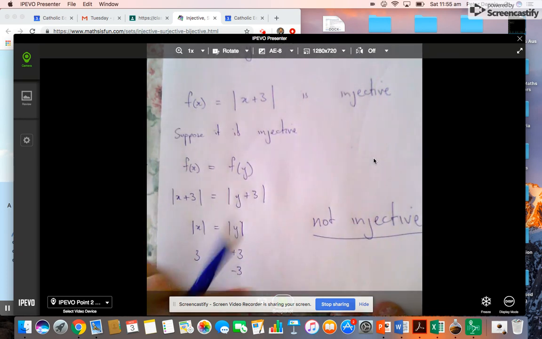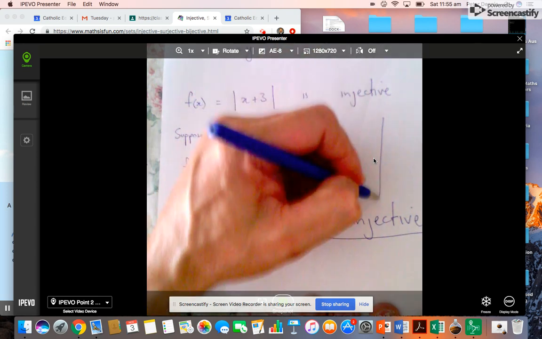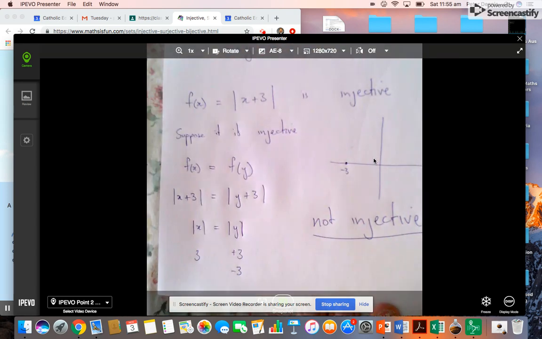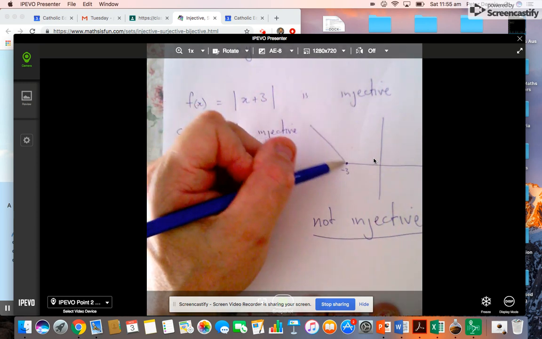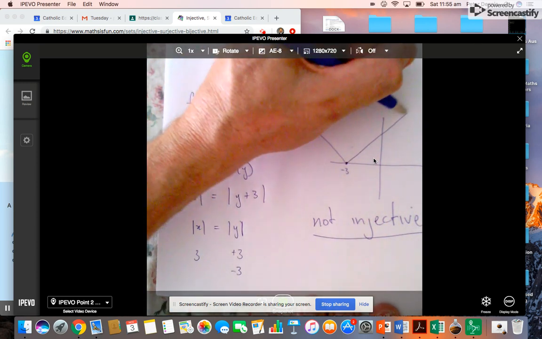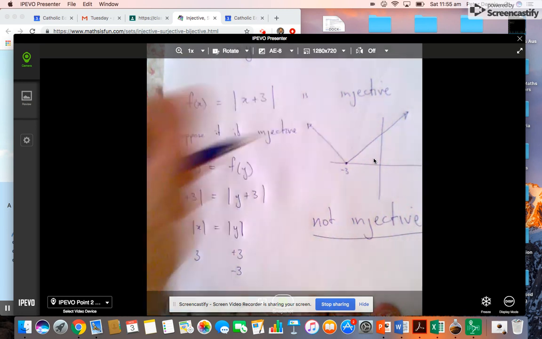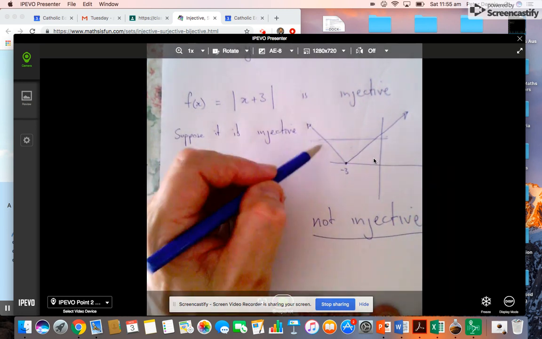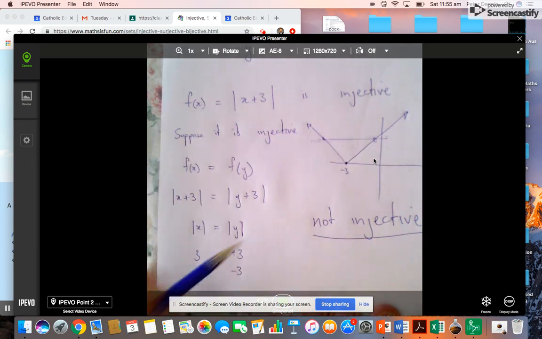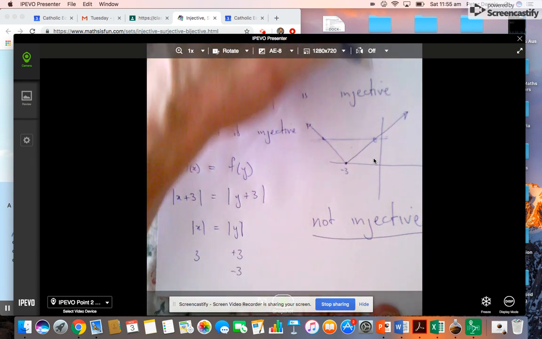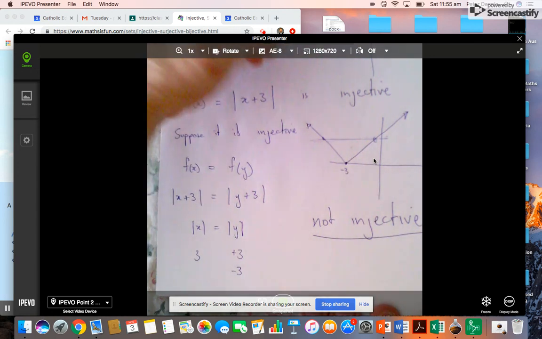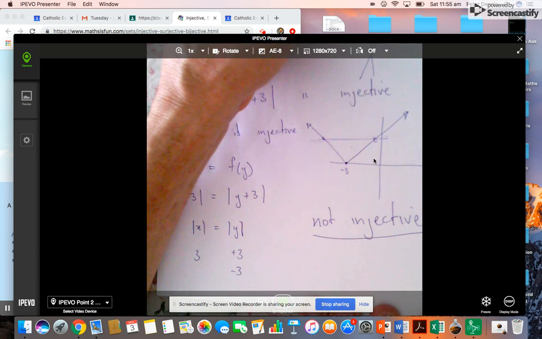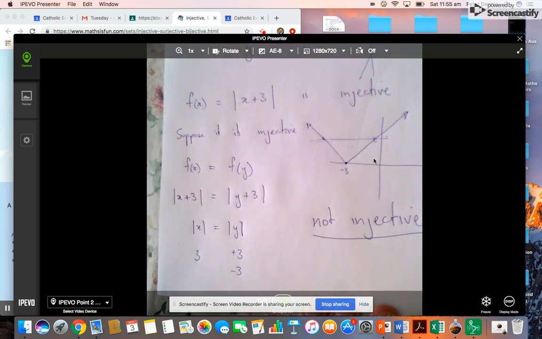If we look at the graph, because it is an absolute value graph, it cuts at minus 3 and looks like this. So it fails that horizontal line test. There's the horizontal line and it cuts it twice, so it's not injective. This is a straight line. Y equals 3x minus 10 is going to look something like that. It survives the horizontal line test.